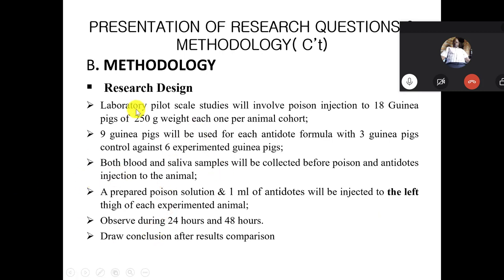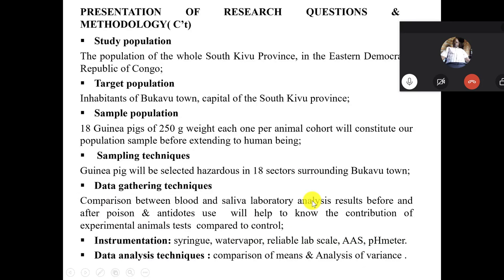Now, for methodology, the design is a laboratory pilot scale study, which will involve poison injection to animals of 250 grams weight each, one per animal cohort. We use two groups to test the different parameters. Per group, we get nine guinea pigs that will be used for each antidote formula, with three guinea pigs as control against six experimented guinea pigs. A prepared poison solution and 1 ml of antidote will be injected to the left high thigh of each experimented animal. Observe during 24 hours and 48 hours, and draw conclusion after result comparison.